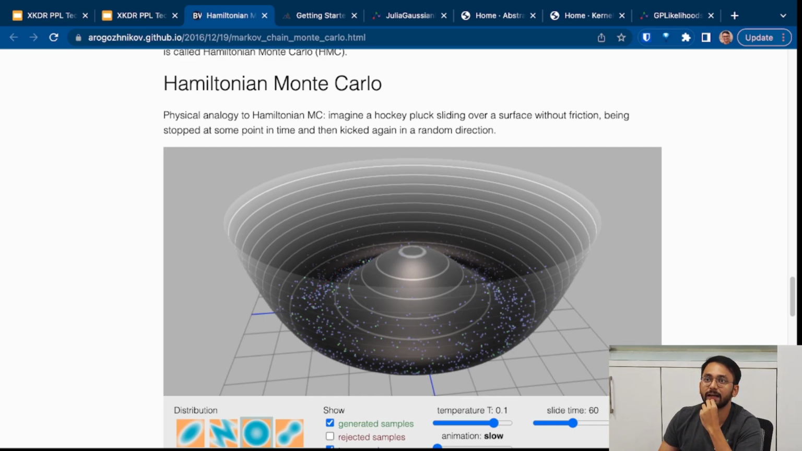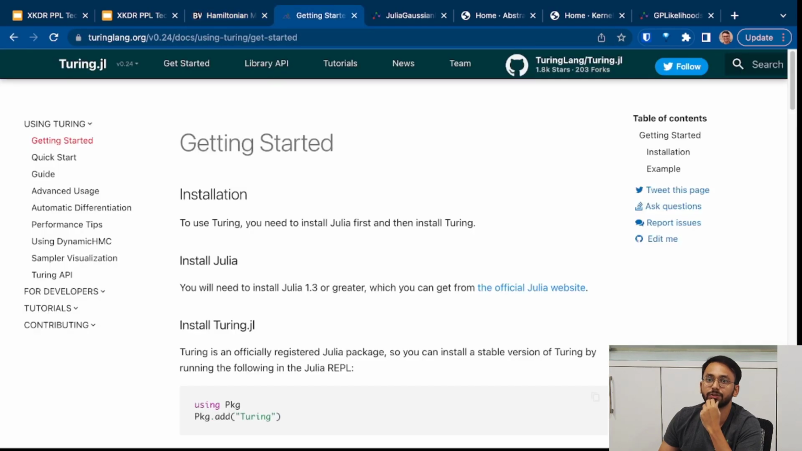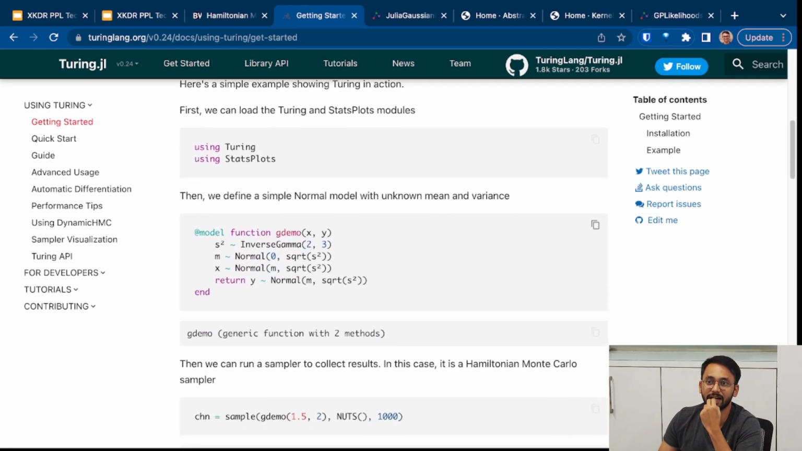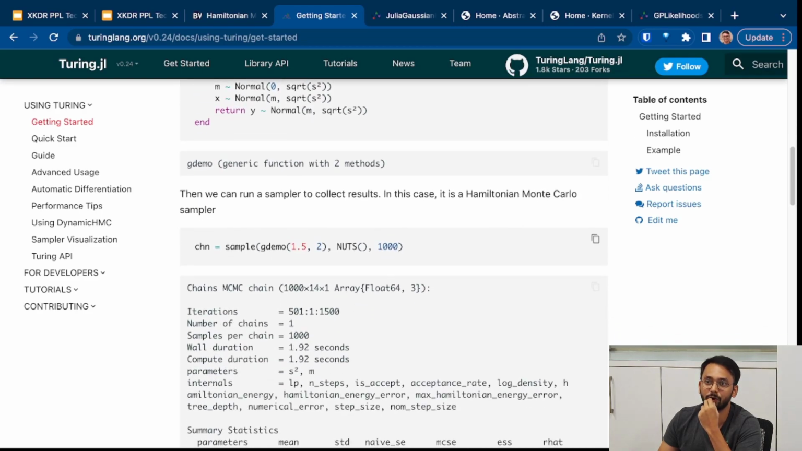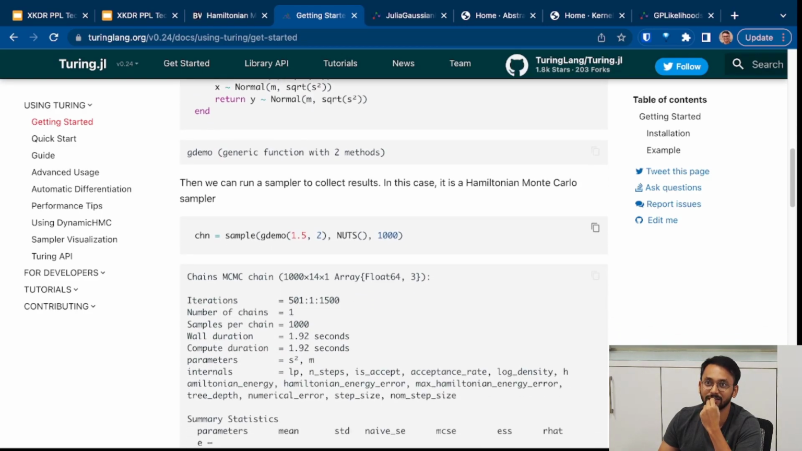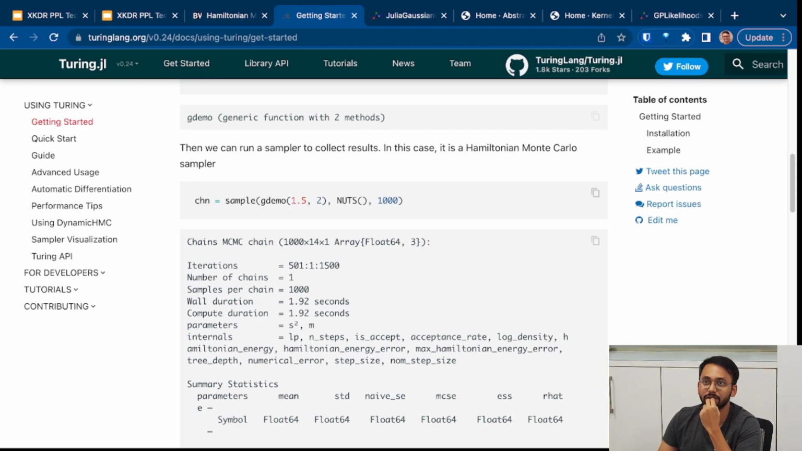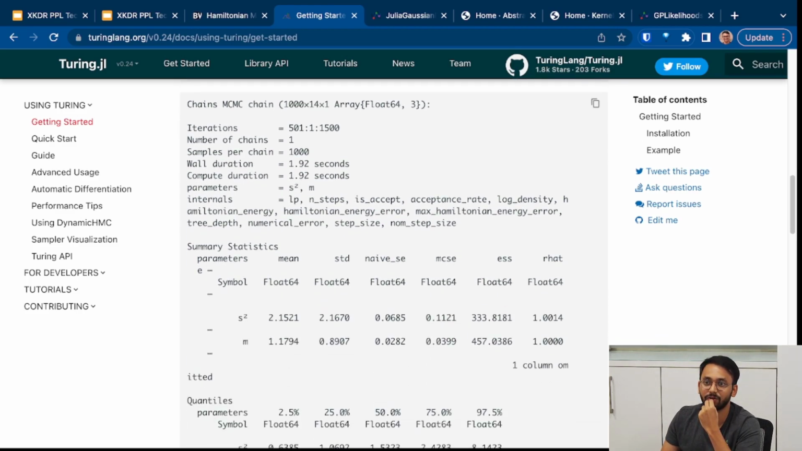With the remaining time, let me just quickly introduce you to the Turing docs. The Turing docs have pretty good introductions to get started with very basic functions and how to go about using various different algorithms. What we used as Hamiltonian Monte Carlo is actually called NUTS. It's the No U-Turn Sampler. It's an implementation of HMC, and you can play around with it here.